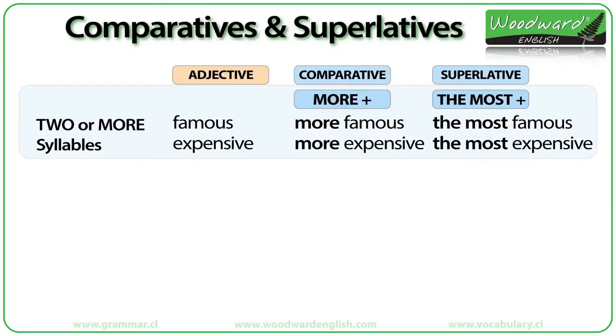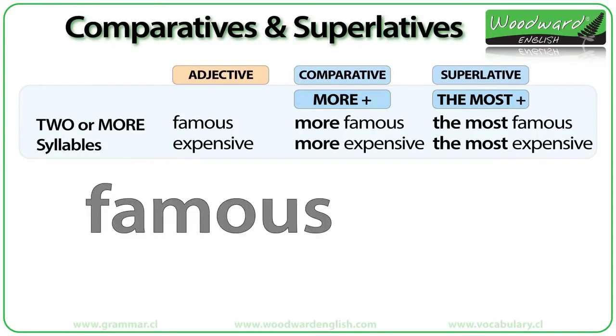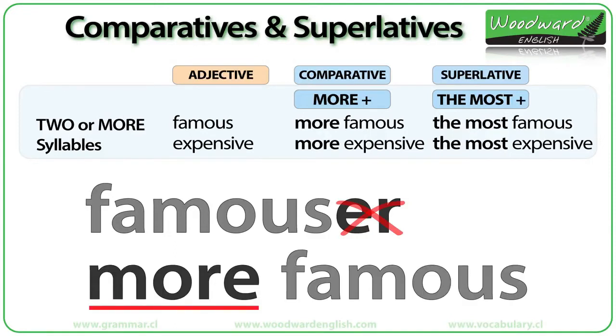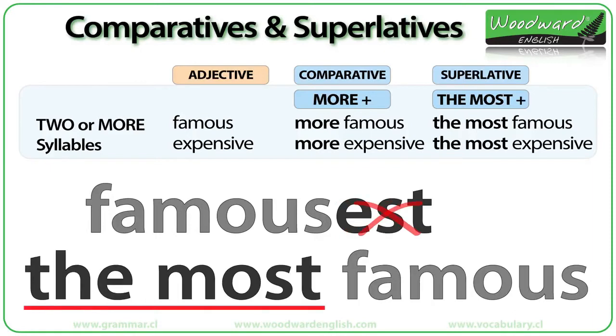When an adjective has 2 or more syllables, we do not add er or est to the end of it. The adjective famous has 2 syllables, famous. So we cannot say famouser. No, it doesn't exist. For comparatives, we use the word more before an adjective with 2 or more syllables. So famous becomes more famous. For superlatives, we use the words the most before the adjective. So famous becomes the most famous.